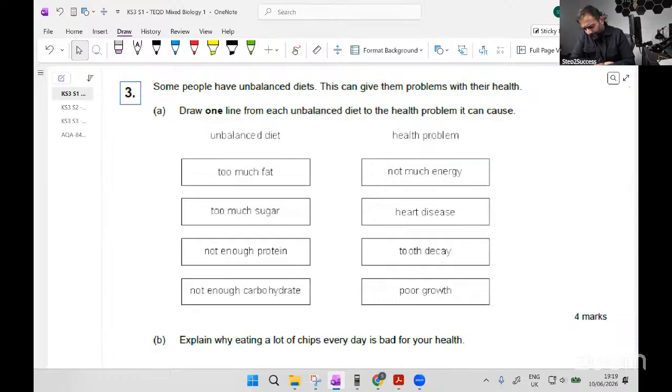Too much sugar is probably tooth decay. I'm just going to assume that's correct. Too much fat might lead to heart disease. Carbohydrates are the kind of food that help give us energy. So if you don't have enough carbohydrate, you might not have much energy.